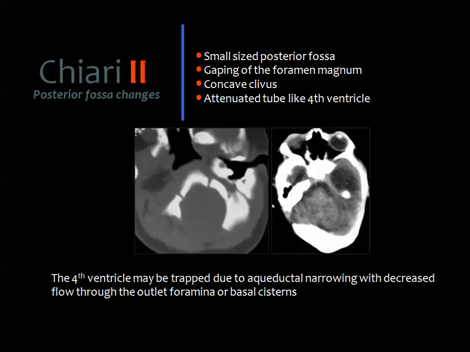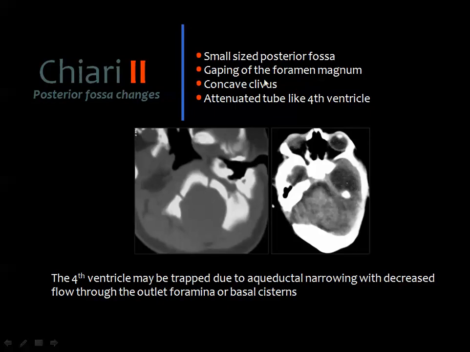Then we have three stages of manifestation of Chiari. Manifestations in the posterior fossa, manifestations above the posterior fossa, manifestations below the posterior fossa. Starting with those in the posterior fossa. Number one, the posterior fossa is of a small size because some of the contents of the posterior fossa are now in the upper part of the cervical spinal canal.